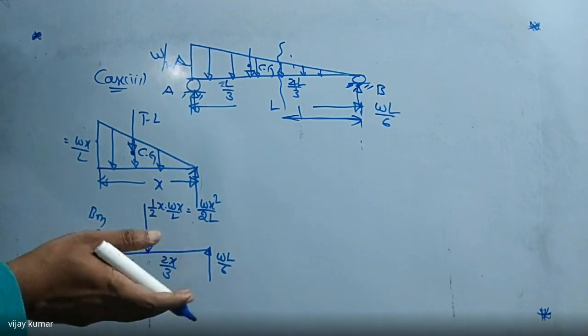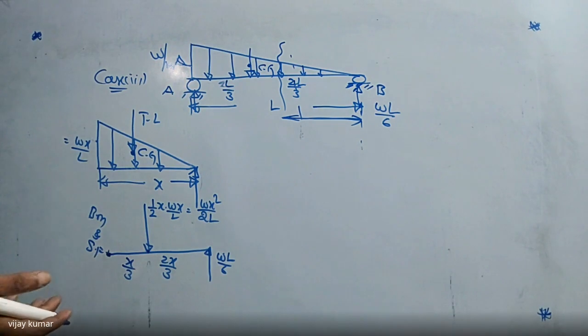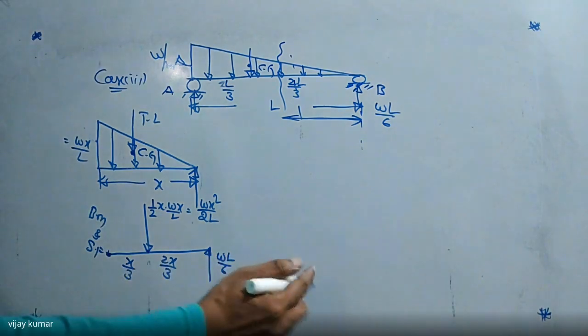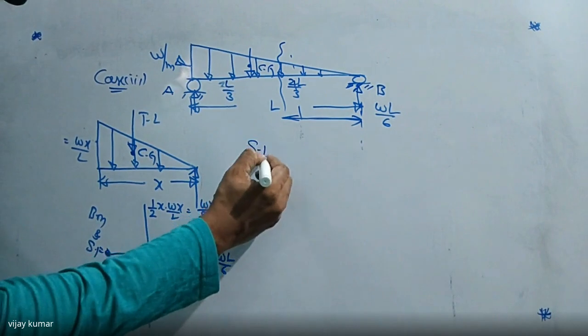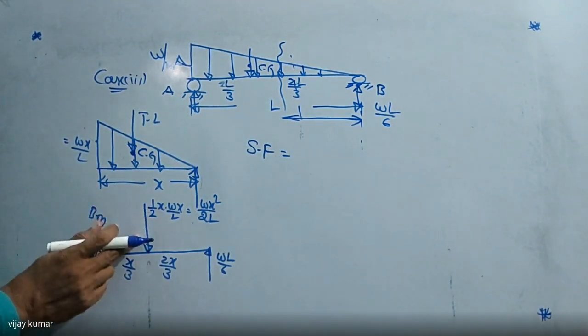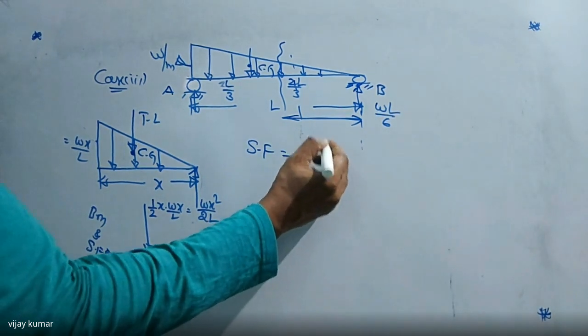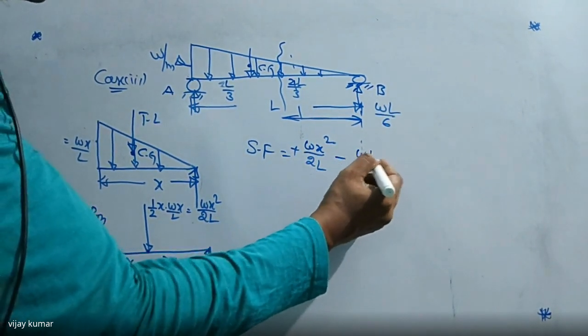So if you want to find the maximum shear force and maximum bending moment for any case, first you form the bending moment equation and the shear force equation. After that, we put in the boundary conditions. Automatically, you will get the maximum shear force value. So here, listen carefully. I want to find the shear force here. So shear force is equal to the sum of upward forces and downward forces. What is the downward force here? That is Wx square by 2L, which is positive, minus WL by 6.